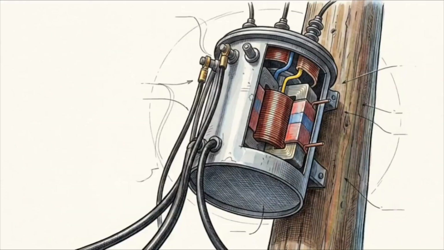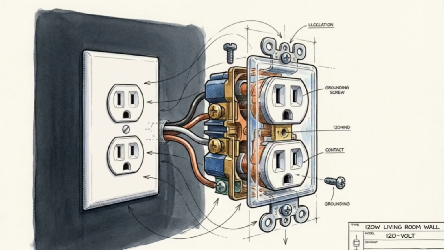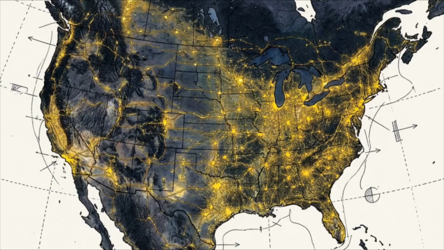Before that high-voltage power enters your neighborhood, a step-down transformer safely lowers the voltage back to the 120 or 240 volts your wall outlets actually use. Alternating current secured its place as the global standard because it offered a mathematical workaround for wire resistance, allowing humanity to successfully conquer distance.